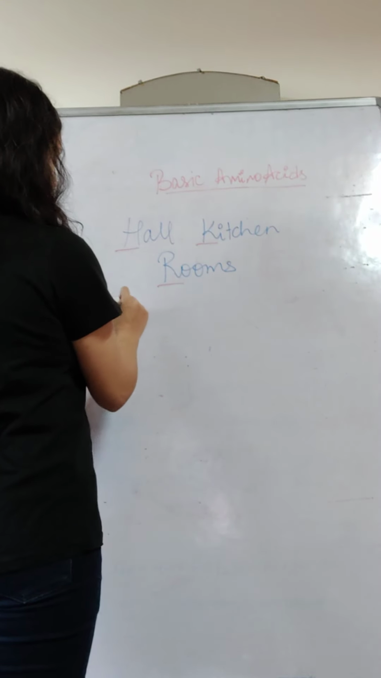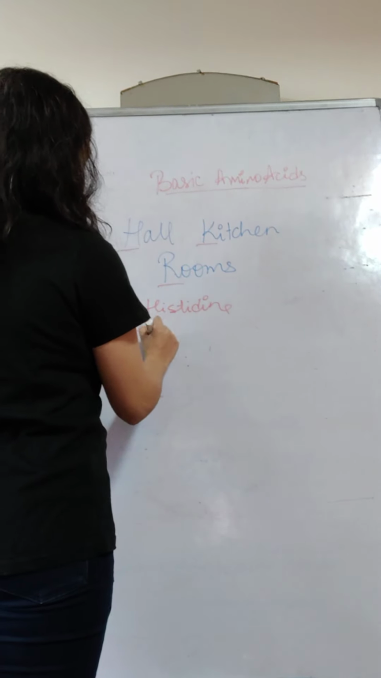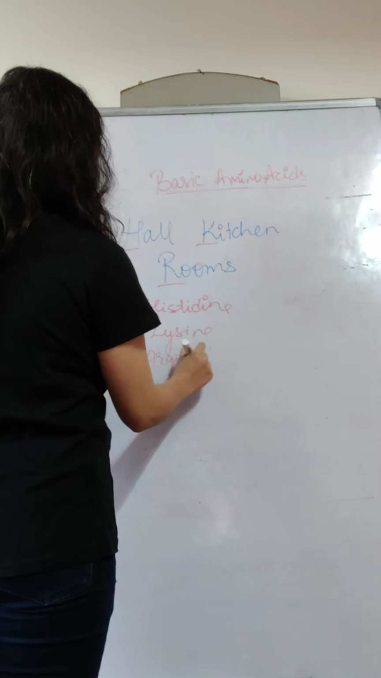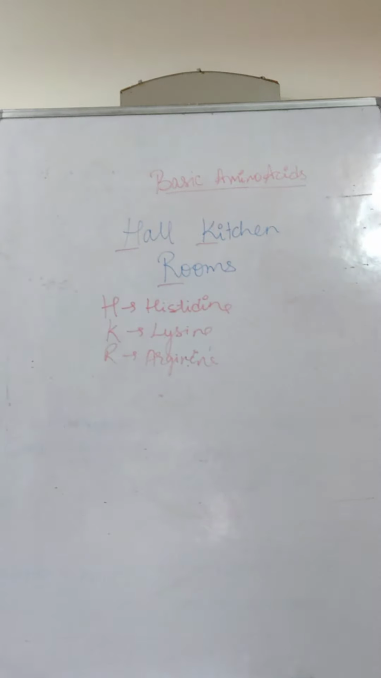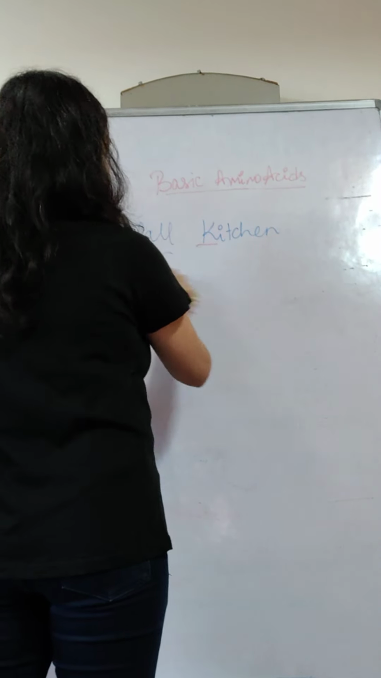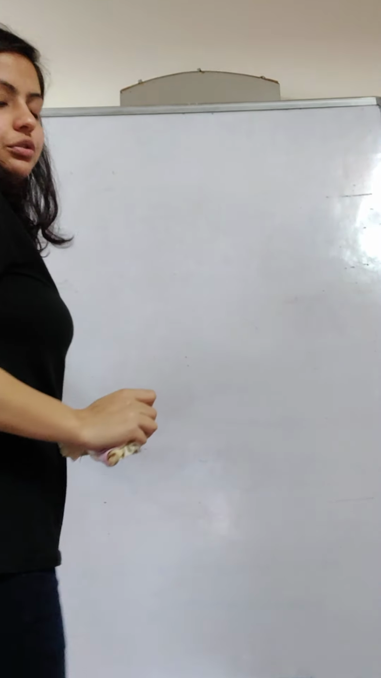H is for, you know now, histidine. K is for lysine. R is for arginine. So these are the 3 types of basic amino acids: histidine, lysine and arginine. So basic, acidic, hydrophilic, hydrophobic, essential, non-essential, semi-essential, polar, non-polar, all your amino acids you've covered with the help of mnemonics, and it is a very easy way to remember them forever.